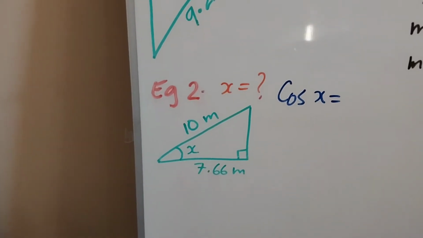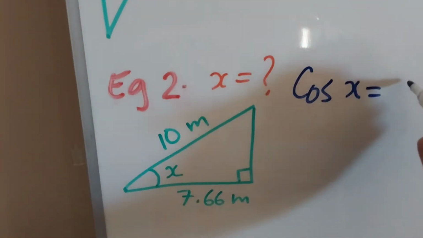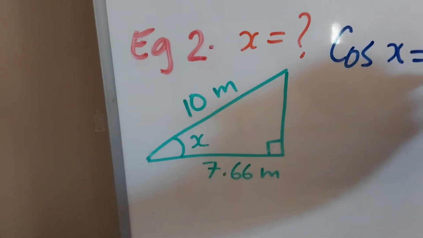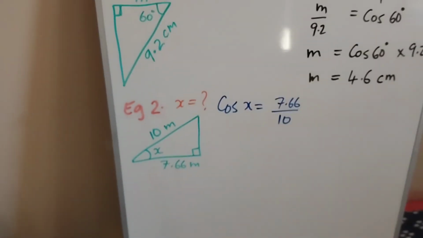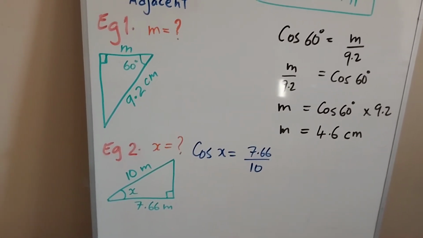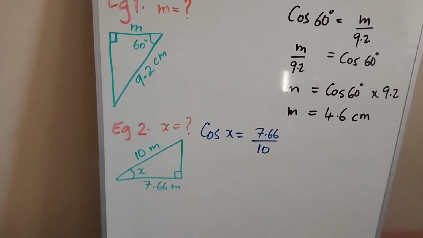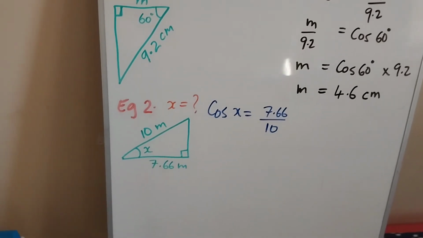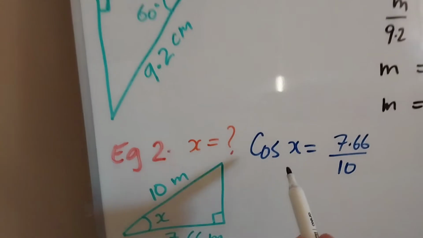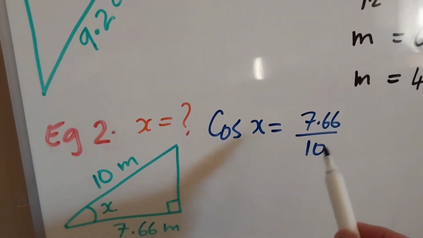The adjacent side over here is 7.66. And the hypotenuse length is 10. We don't need to put meters or centimeters in the formula. We'll put it at the end when we get the answer, if it is required. But here we are solving for the unknown angle x. So cosine of x equals 7.66 divided by 10.